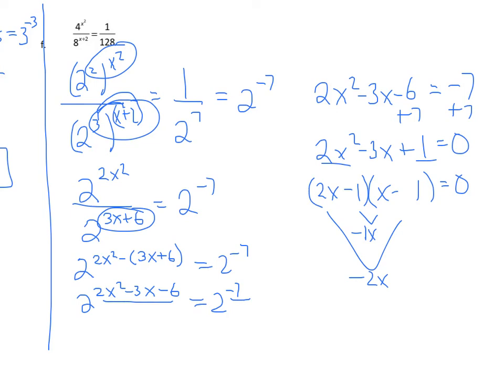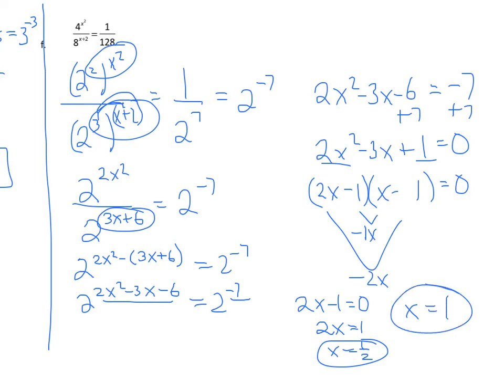And then my answers are going to be the numbers that make each part equal to 0. 2x minus 1 equals 0. Add 1 to both sides, and we get 2x equals 1. Divide by 2, and x equals 1/2 is one solution. And then x equals positive 1 would make the other part equal to 0.